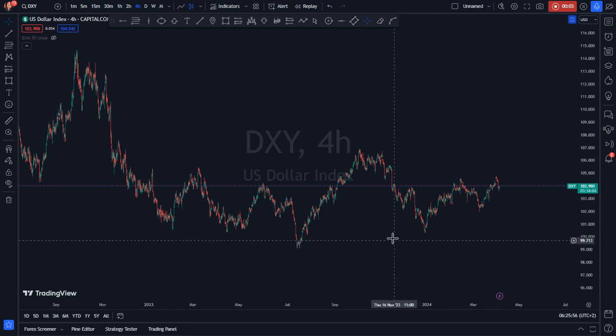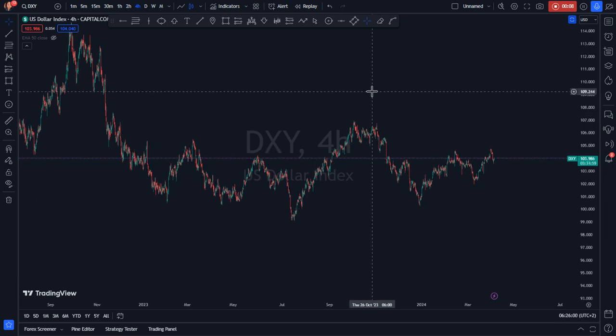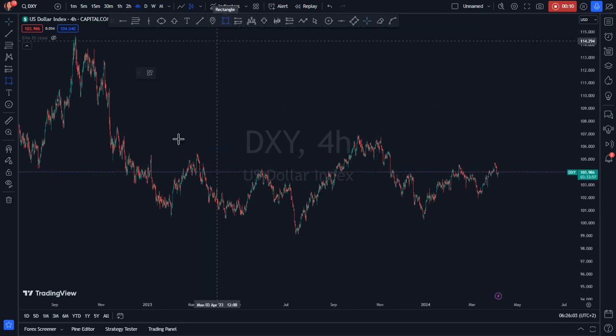We'll be analyzing DXY, since we know today it's NFP. So guys, we're going to try and keep it simple and straightforward.